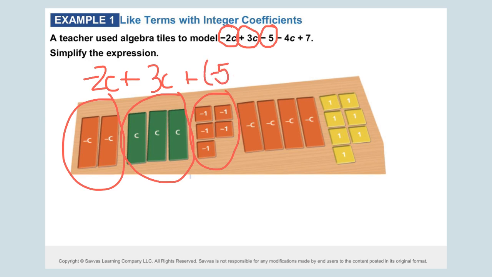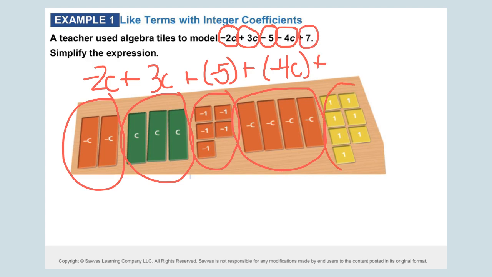I would write it like this, but your book likes to use subtraction signs. They're interchangeable. And negative 4c's right there. Again, I'm going to use a negative sign. Your book used a subtraction sign. And 7. And that's a lot going on. I feel like we could simplify this if we just would combine some like terms.